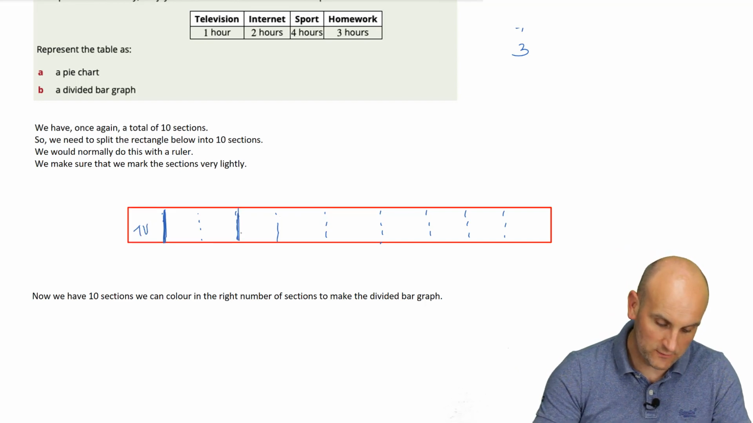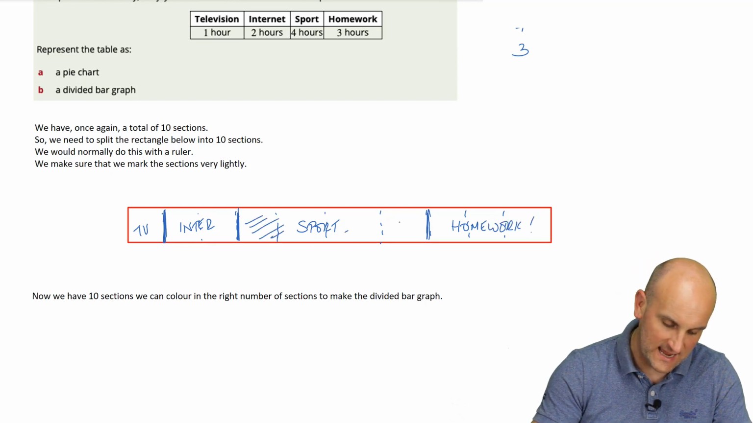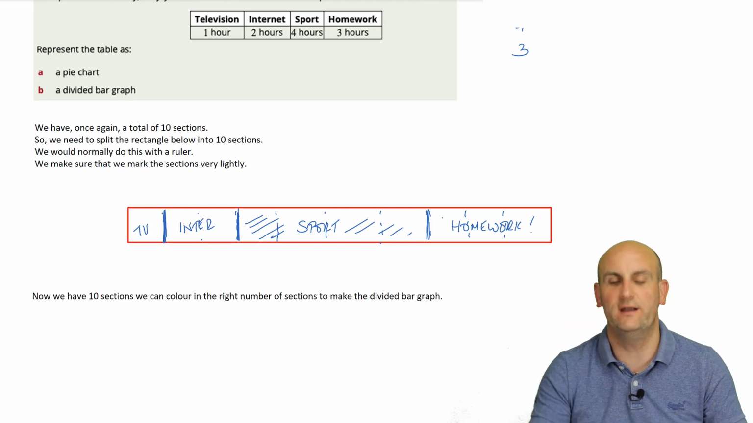I can color in 2 of them and say, there is my internet. I can color in 4 of them and say, there is my sport. And that would leave the last 3 as homework. Yay! And we can color them in once again, and anyway, all very exciting.